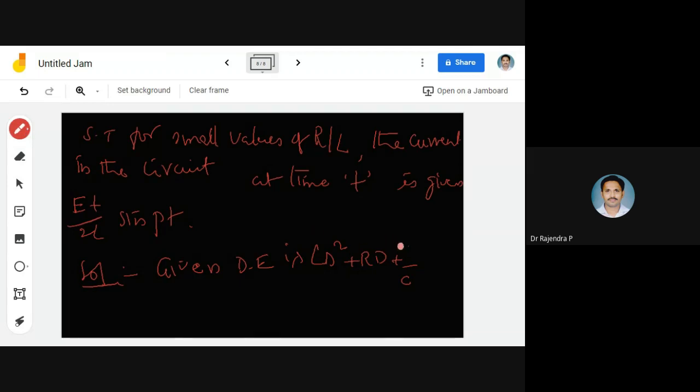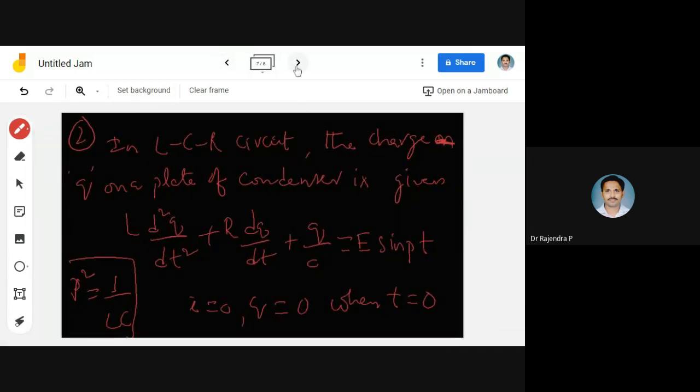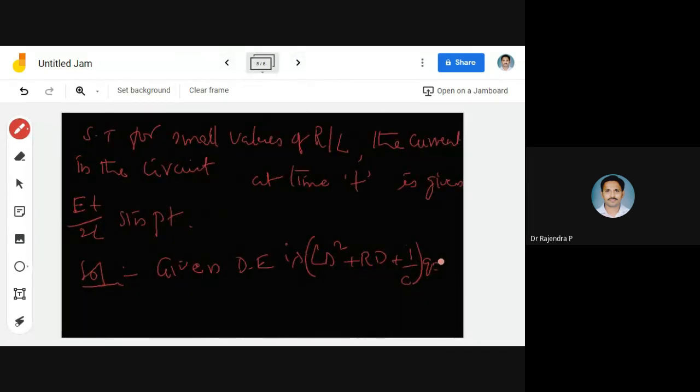In all terms, q is common, right? Q is equal to E sin pt. Okay, I will write here, E sin pt. So this is the equation.